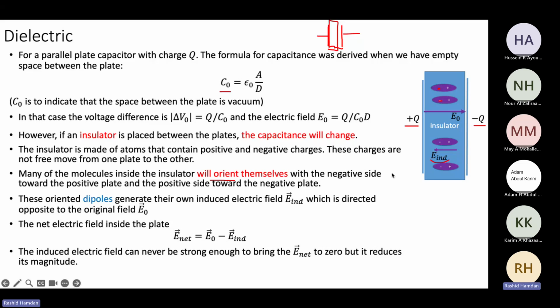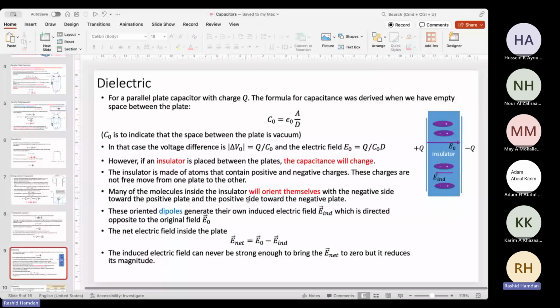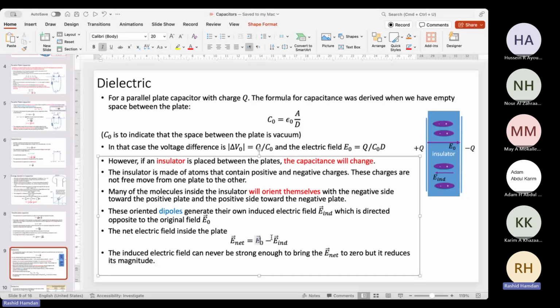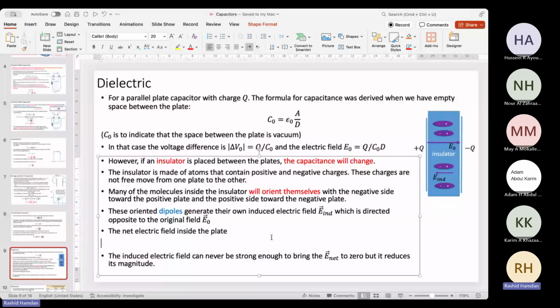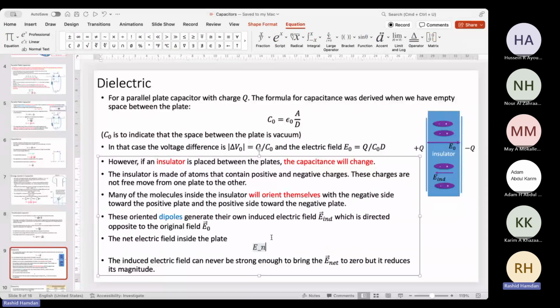So for the net field, if I'm writing a vector equation here, I don't want to write a negative sign. So let's write this as a magnitude equation. E net is equal to the original field that I put, E external or E 0, which is the electric field when there is no dielectric, minus E induced. So the induced electric field cannot be strong enough to bring E net to 0, but it reduces its magnitude. Why? Because if it was going to bring it to 0, we would be talking about a conductor, it would stop being an insulator, right?